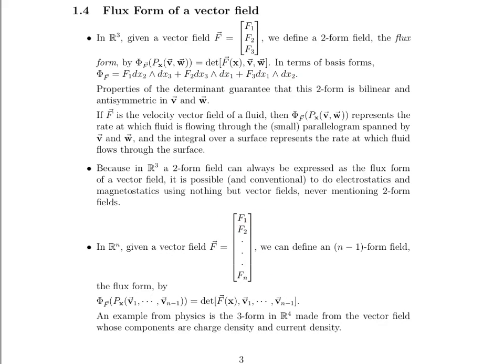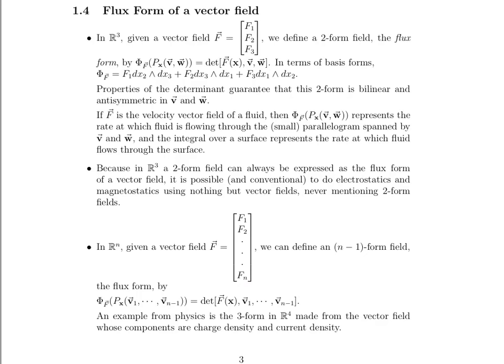So for instance, we could say that in Rn, given a vector field with n components because we're in Rn, we can define the n-1 form field, the flux form, by the following: we basically have the flux form act on the parallelogram spanned by n-1 vectors. That's also the determinant where the first column is F and the n-1 other columns are V1 through Vn-1.